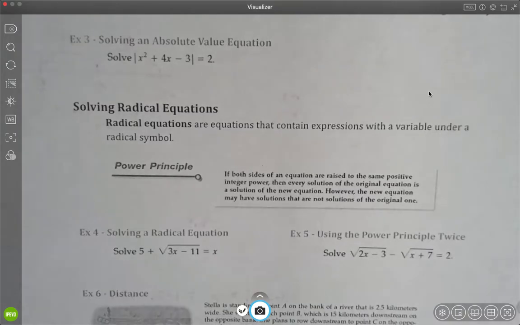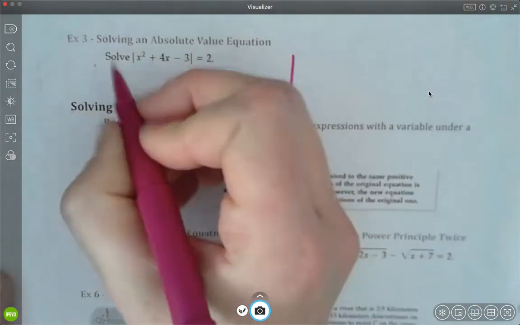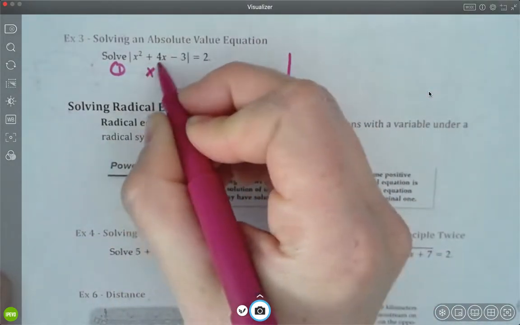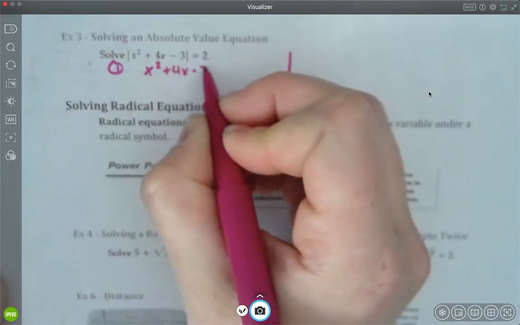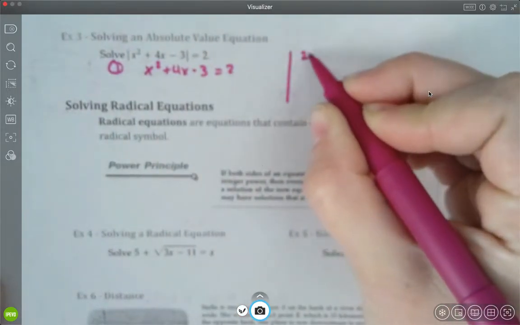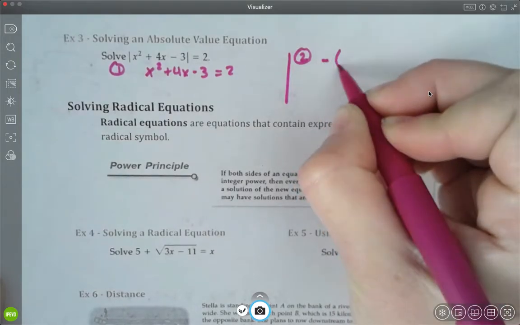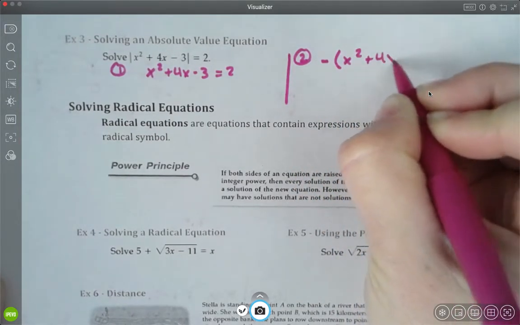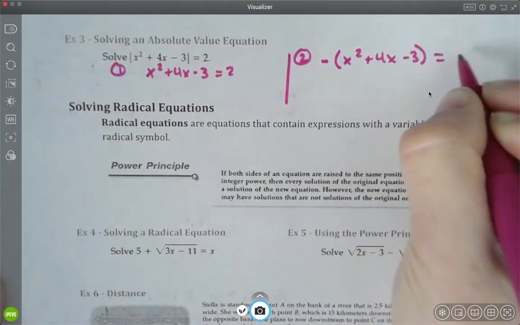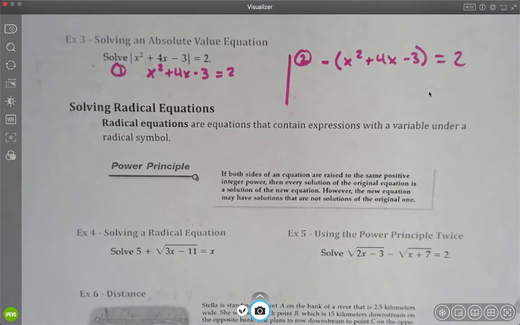Solving absolute value equations. 2 cases again. Number 1. Plug it back in. There you go, there's your 2 cases.